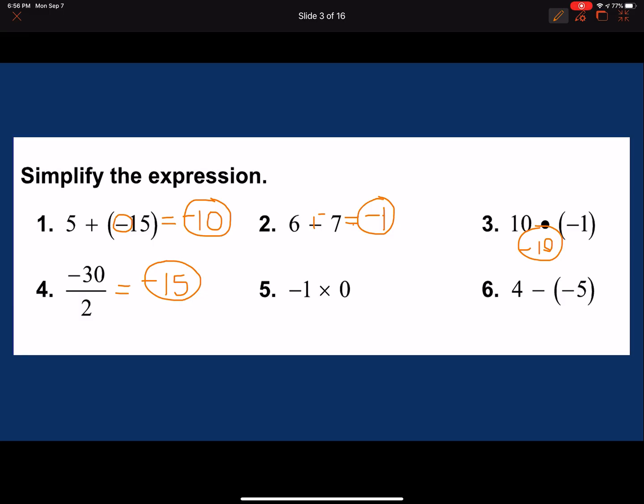Number 5, negative 1 times 0, anything times 0 equals 0. Number 6, 4 subtract negative 5. Again, we never subtract, we add the opposite, making both of these positive, which equals positive 9.